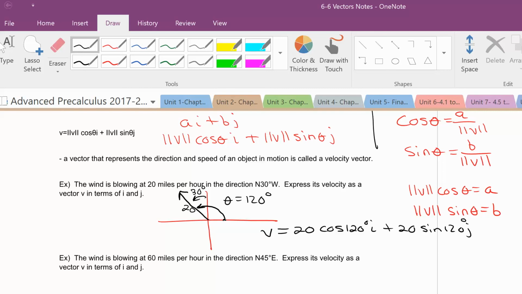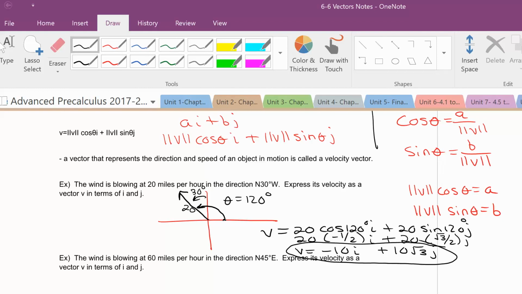Well, the cosine of 120, if you remember, is negative 1/2. It's negative because it's in the second quadrant. So 20 times negative 1/2 i plus 20 times rad 3 over 2 j. So then when we multiply, we get negative 10i plus 10 rad 3 j. And that is the velocity vector for this situation.